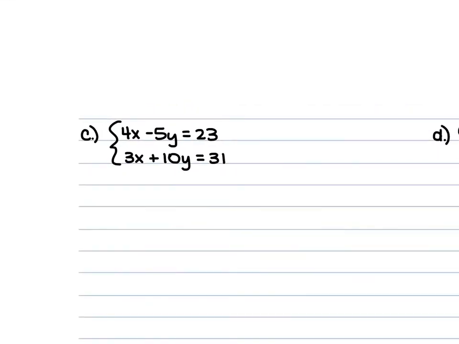If we look at our next example, we have 4x minus 5y is equal to 23, and 3x plus 10y is equal to 31. The x's are not opposites, the y's are, so the top one, the negative 5, I can multiply that by 2 to give me negative 10 and cancel out those two y's. So I'm going to distribute the 2, and this is going to give me 8x minus 10y is equal to 46. The bottom is going to stay the 3x plus 10y is equal to 31.